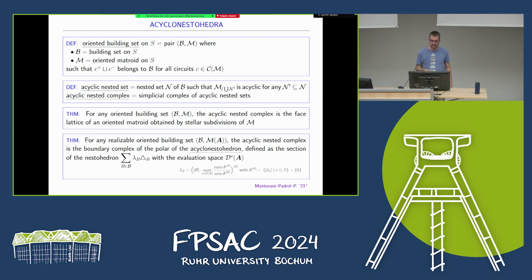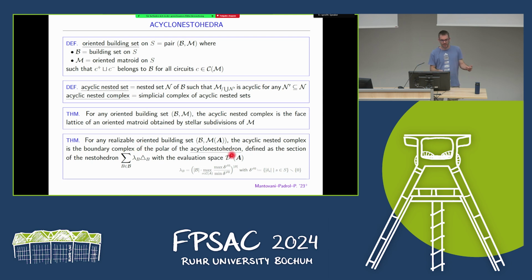The second theorem is that if you start from an oriented building set where the oriented matroid is realizable, that is, the oriented matroid of a vector configuration, then the acyclic nested complex is the boundary complex of the polar of a polytope, which we call the acyclonestohedron. It is defined as a section of the nestohedron corresponding to this building set with the evaluation space of A. The nestohedron here is a technicality: I cannot take just the sum of the faces of the standard simplex. I have to put a coefficient in front, and the size of the coefficient depends on how long you want the proof.